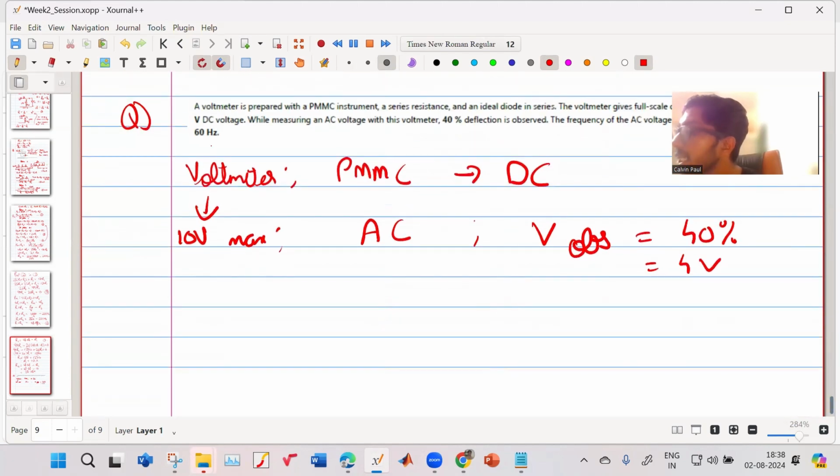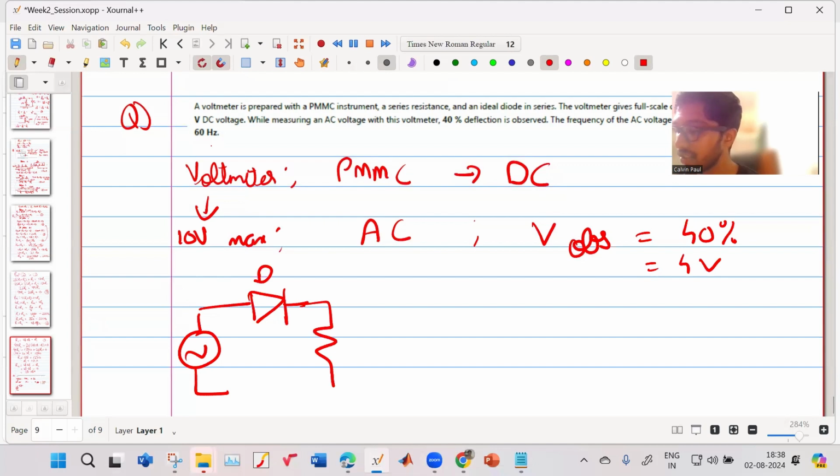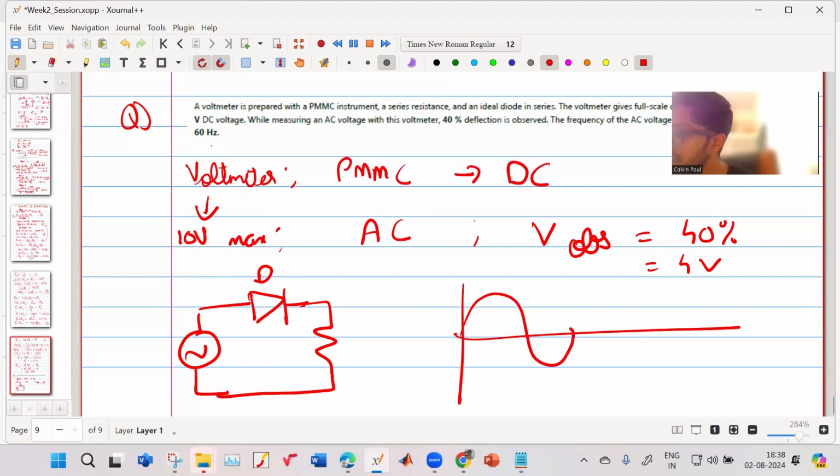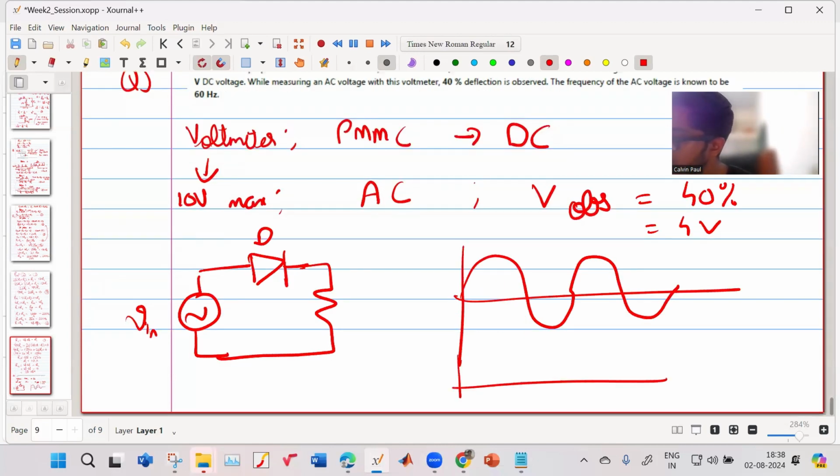So now we will look at how it is done. So I have some voltage. Okay, it may be a sine wave, square wave, triangle wave, etc. Then I have a diode, and then I have a series resistance. Okay, I have an ideal diode and a series resistance. So now, if the input voltage is like this, at the output, what will happen?